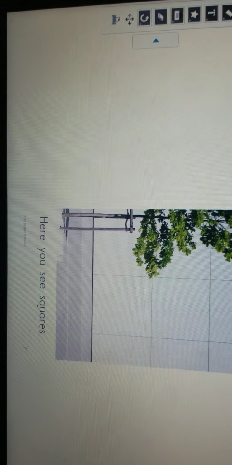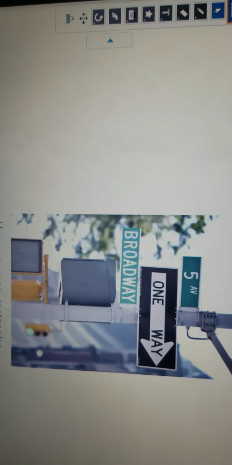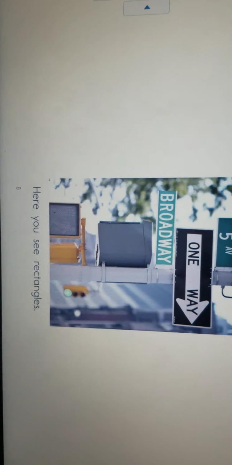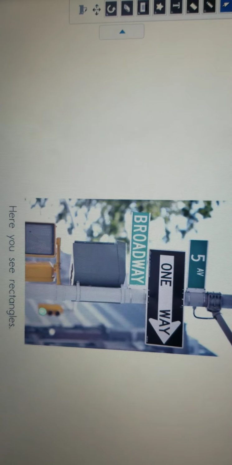Here you see, I know everybody's yelling it out at home, squares. See several squares. You see squares more common than anything else. But if you look at the floor, those are long rectangles. You see a lot of shapes in one space. These signs are shapes like rectangles. So here you see some rectangles.